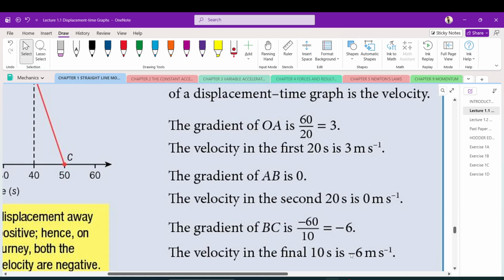Now, what does minus represent here? Obviously, speed cannot be negative, right? It means that it is moving 6 meters per second in the opposite direction to what our original motion was. So if our original direction of motion was from left to right, the car is now moving from right to left. So that's what the negative sign indicates.